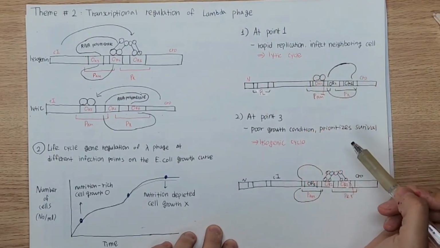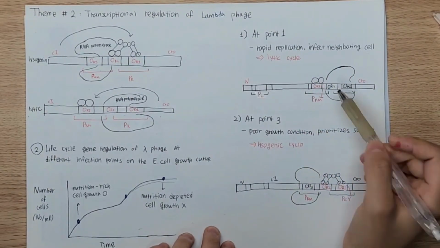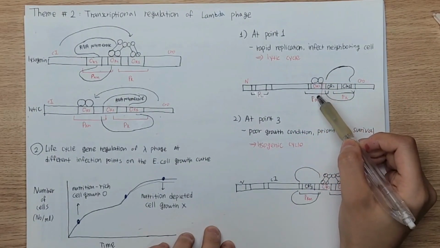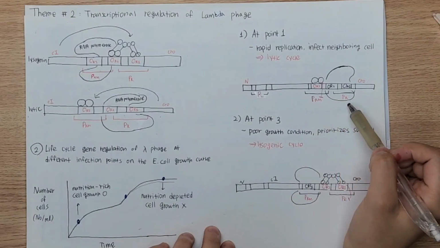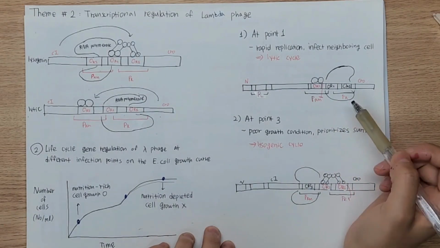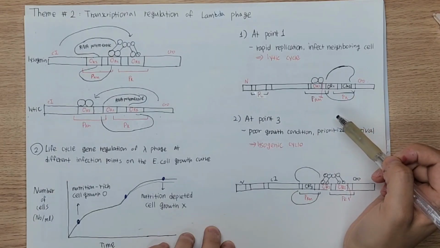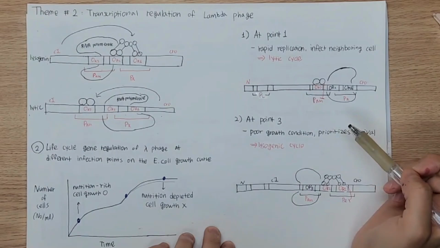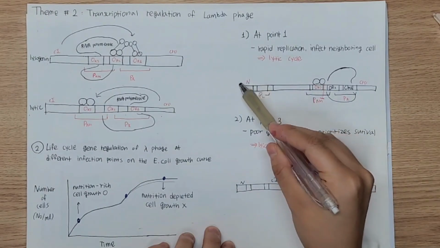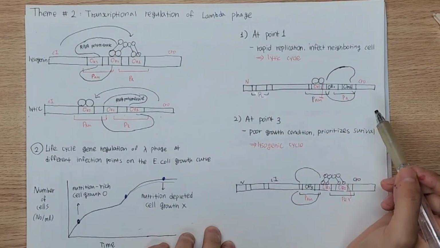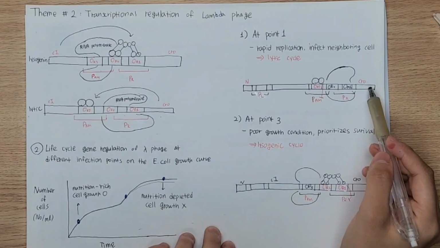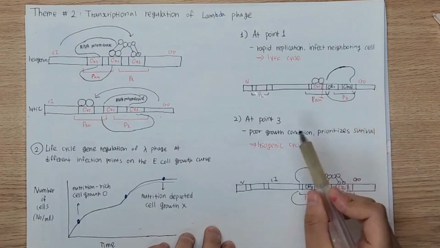At point 1, lambda phage favors rapid replication and infection of neighboring cells, leading to the lytic cycle. CRO binds operator 3, represses PRM, and RNA polymerase with sigma factor binds to PR and PL, initiating transcription. The N gene is expressed, allowing RNA polymerase to read through CRO, Q, and other genes to ensure their expression.